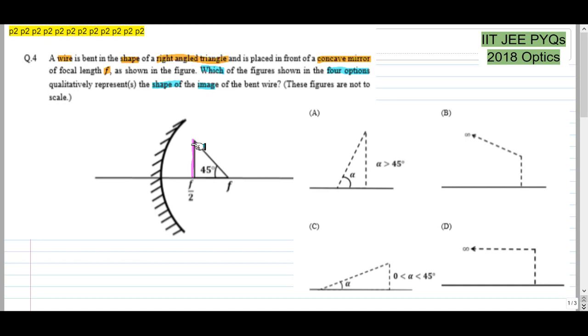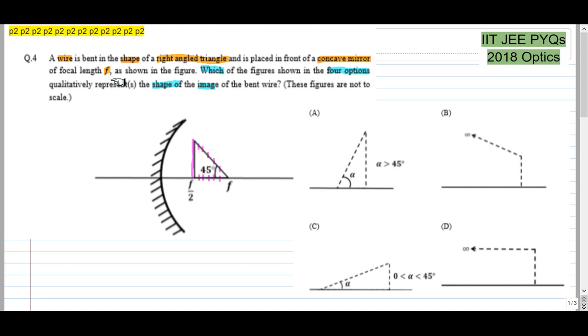This full object can be thought of as made of this straight wire and a pair of elements here, second pair, third pair, and so on. So this full object can be thought of as made of a straight element at f by 2 and pairs of elements, and each pair of elements will also form an imaginary straight line. So if we can find out how the image of the straight element will look, we can figure out the image of this entire object.